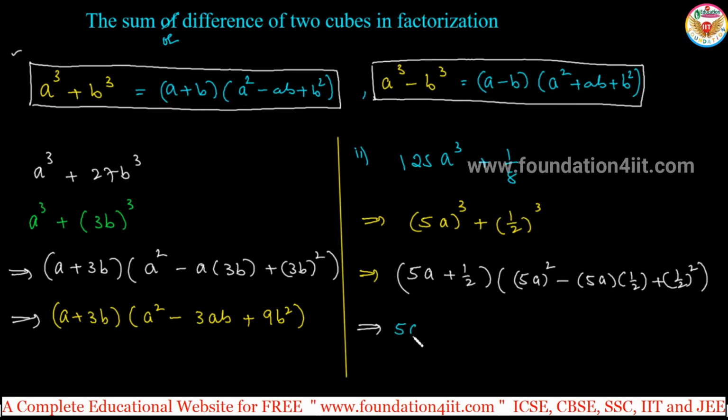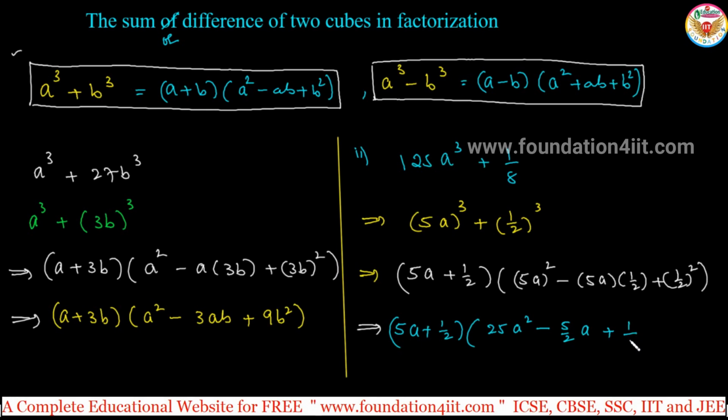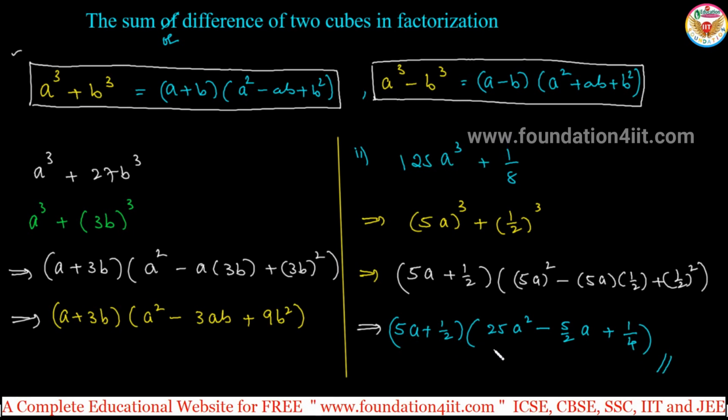So it is 5a plus 1 by 2. Simplify this, 5a whole square is 25a square. 5 fives are 25, a into a is a square. Minus 5a into 1 by 2, so 5 by 2 a. Plus 1 by 2 whole square, 1 square is 1, 2 square is 4. That's all. So this is factorized. Given expression or given polynomial, we write it as the product of two or more expressions, right? 5a plus 1 by 2 is one of the factors, and 25a square minus 5 by 2 a plus 1 by 4 is another factor.